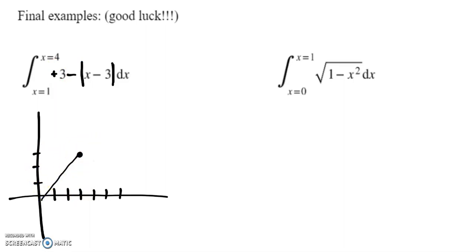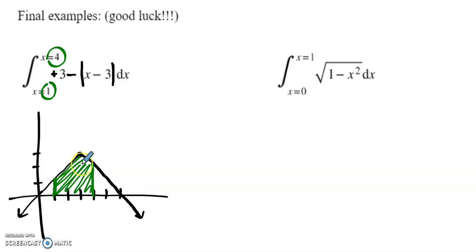That was supposed to go to the origin. Let's try that again. And to here. All right, and I'm supposed to find the area between 1 and 4. So here's x equals 1, 2, 3, 4. Here's x equals 4. There's a lot of different ways you could break this area up. I'm going to choose to see it as 2 trapezoids.